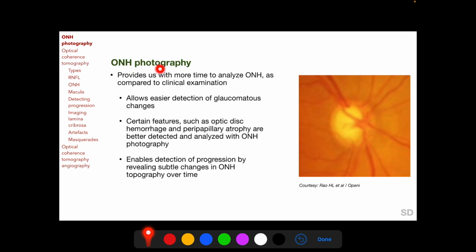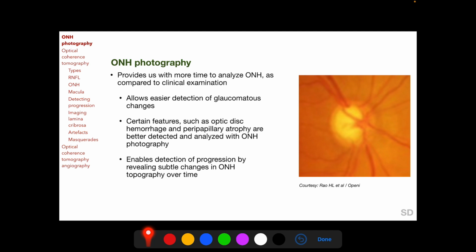Optic nerve head photography provides us with more time to analyze the structural features of the optic nerve head as compared to clinical examination. It allows easier detection of glaucomatous changes, and certain features such as optic disc hemorrhage and peripapillary atrophy are better detected and analyzed with optic nerve head photography, which can be difficult to detect in clinical examination and are not detected by other imaging techniques.